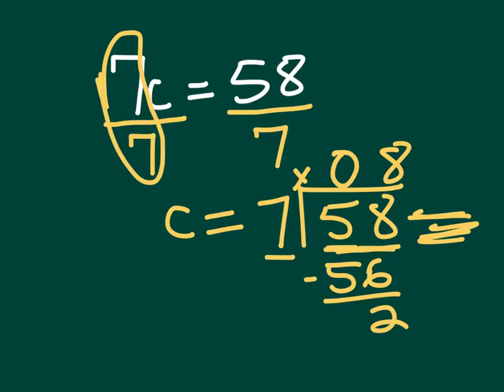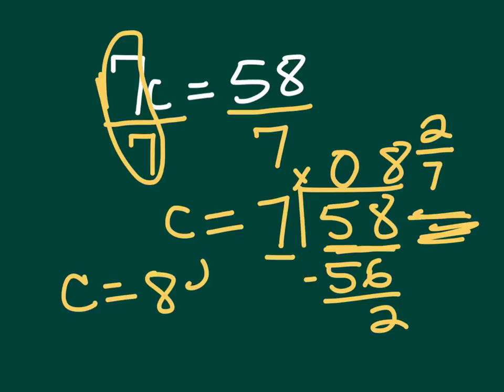So I turn this remainder into my numerator over my divisor, which is my denominator. My final answer would be 8 and 2/7, or c equals 8 and 2/7. It's as simple as that one gets. Let's take a look at the next question.